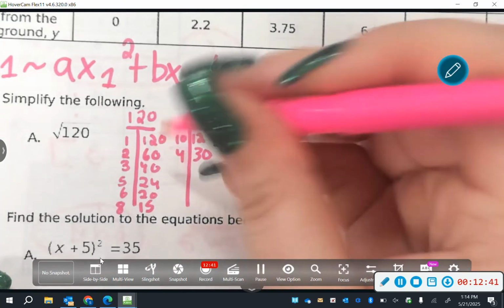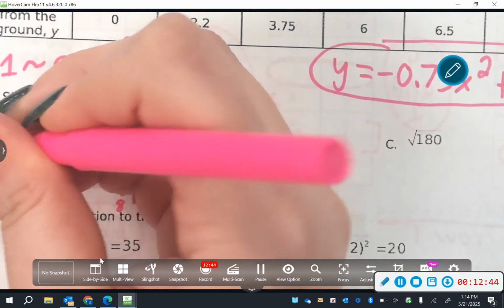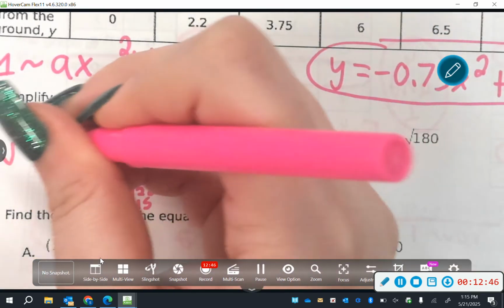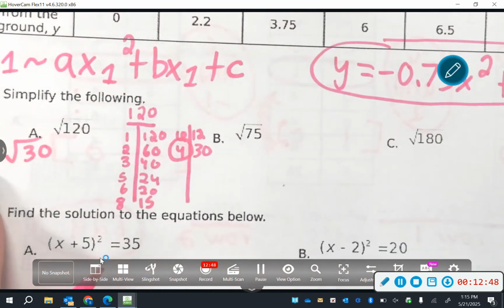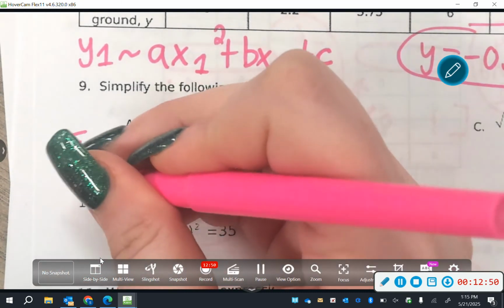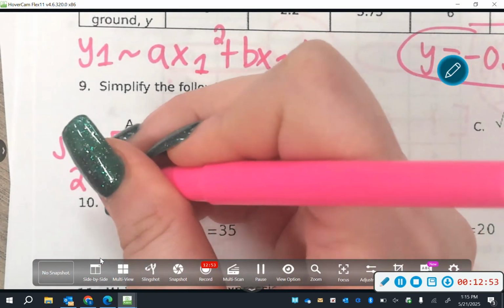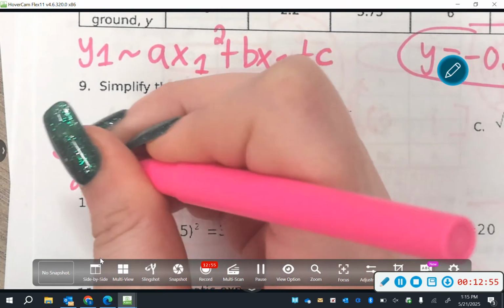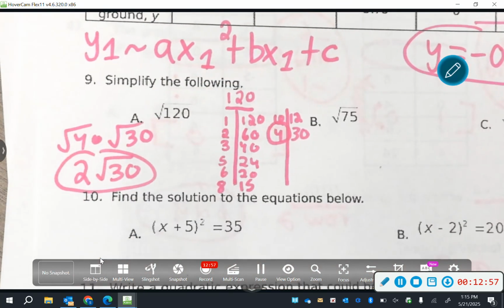Isn't it 4? 4. So it's square root of 4 times square root of 30. If I plug square root of 4 in my calculator, we would get 2. If I plug in square root of 30, we get a decimal, so we're going to leave it alone. Here's my final answer.